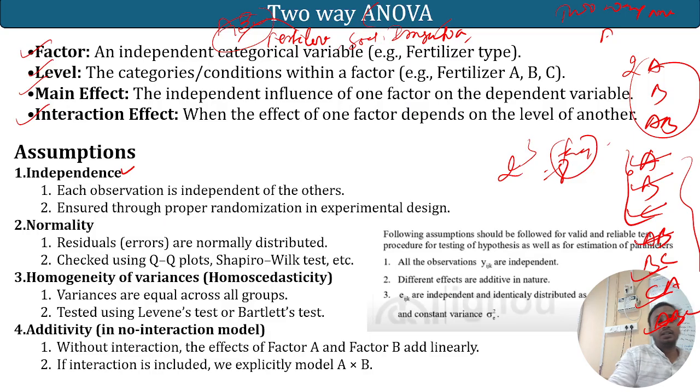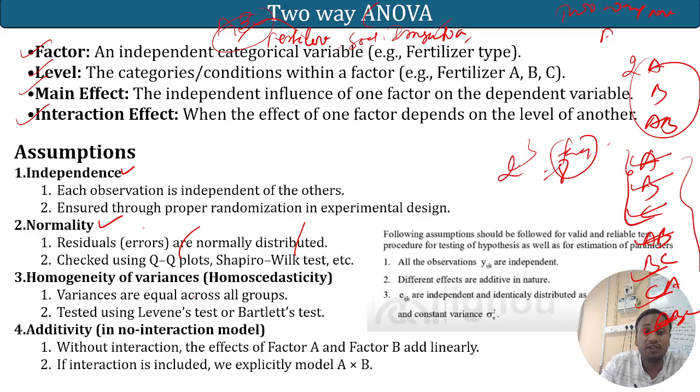Yes, sir. Then the second one we have is normality. Normality means that the error should be normally distributed, and we can check that through the QQ plot or the Shapiro-Wilk test. If time permits, in the last class we'll see how to check normality with the Shapiro-Wilk test.